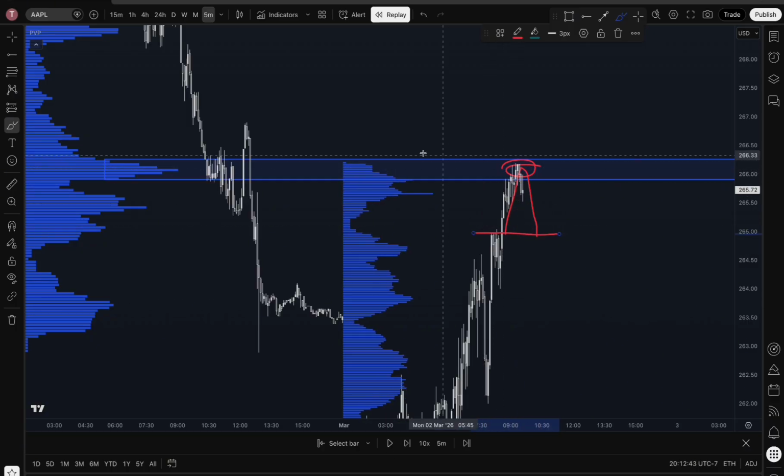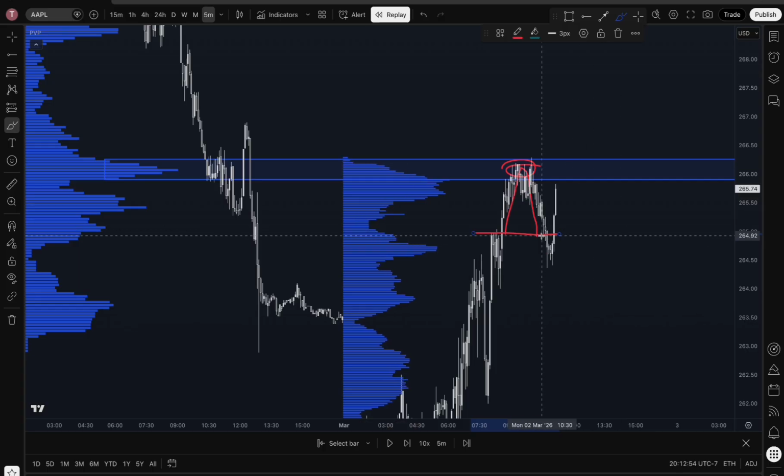All right, so the price came here to this high volume node, so this is an opportunity for a fade. This is an opportunity to get short right here. And then this is our take profit right here.